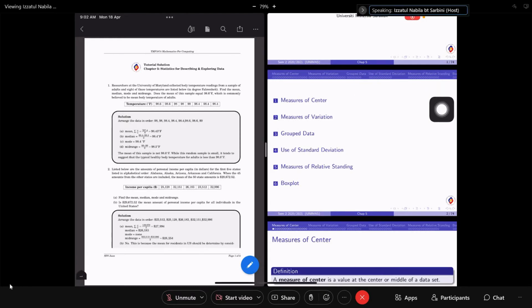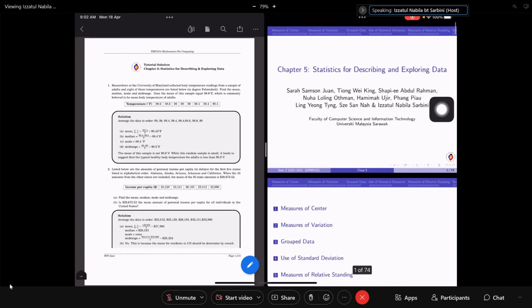Now today we're going to discuss tutorial 5, which is on chapter 5, statistics for describing and exploring data. Since last week we don't have a synchronous lecture, so you need to watch the video lecture in Elite. I hope all of you have watched the lecture videos and tried to do the tutorial questions.